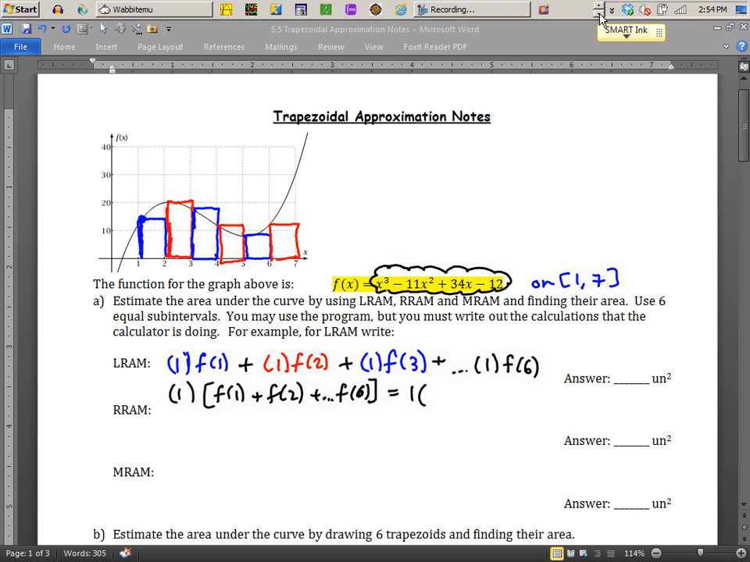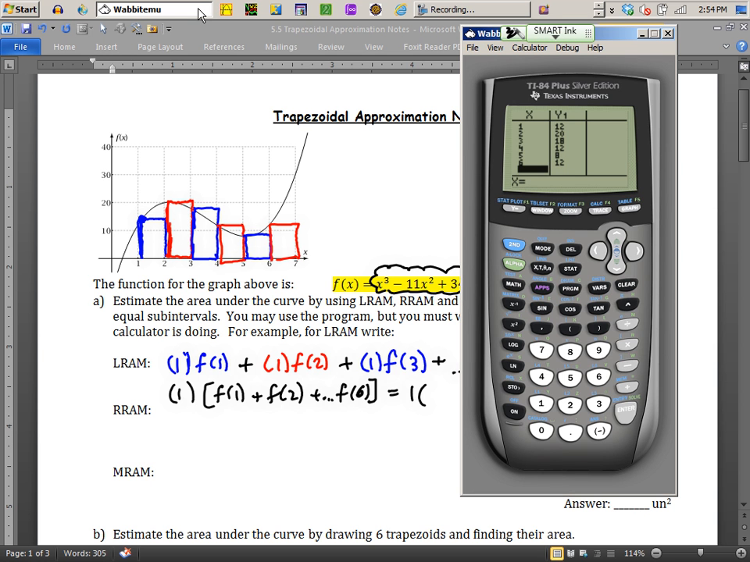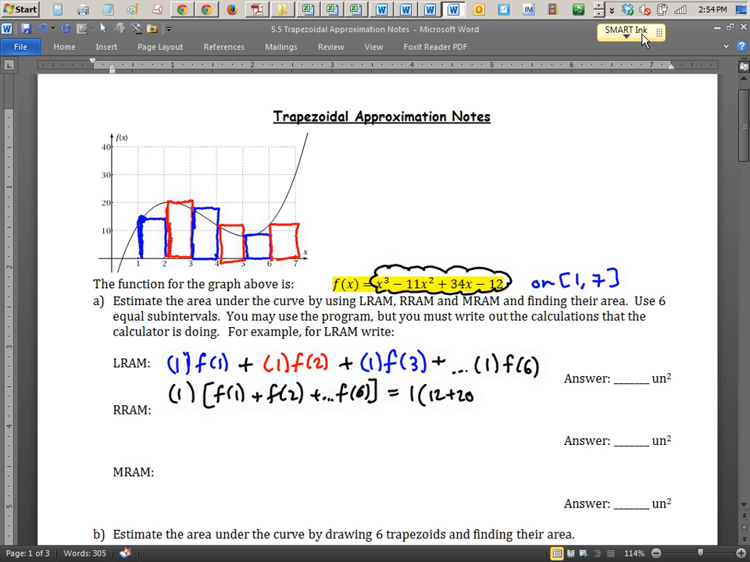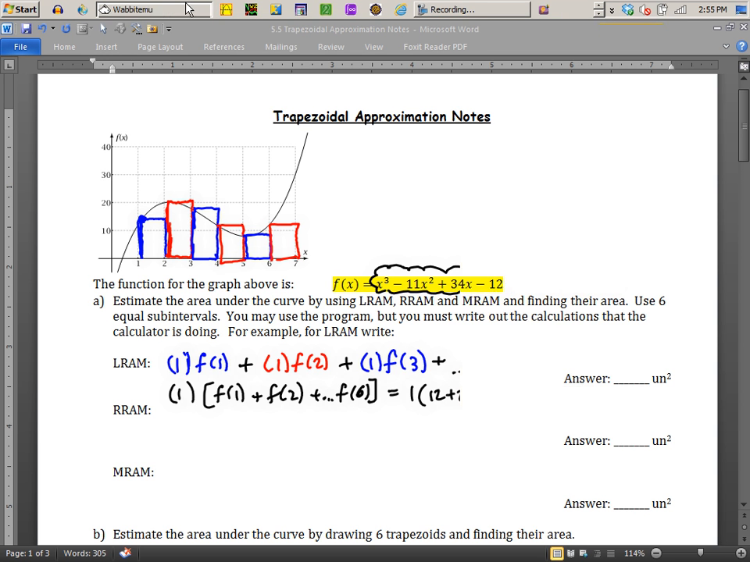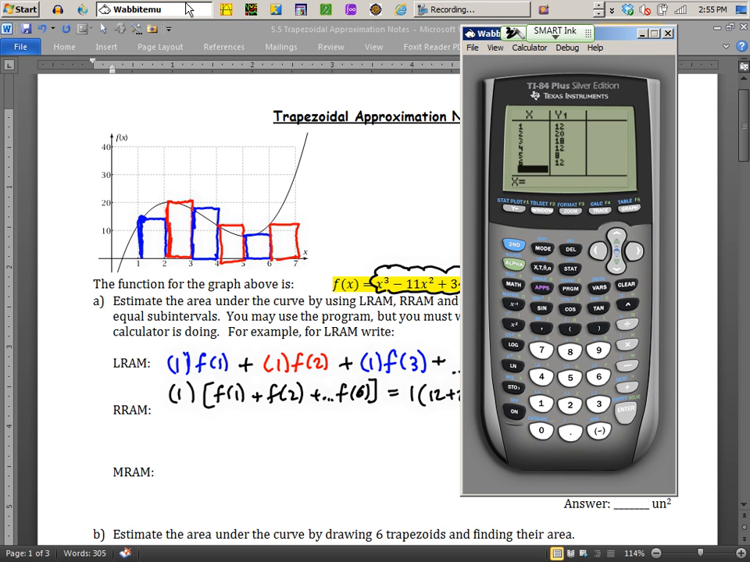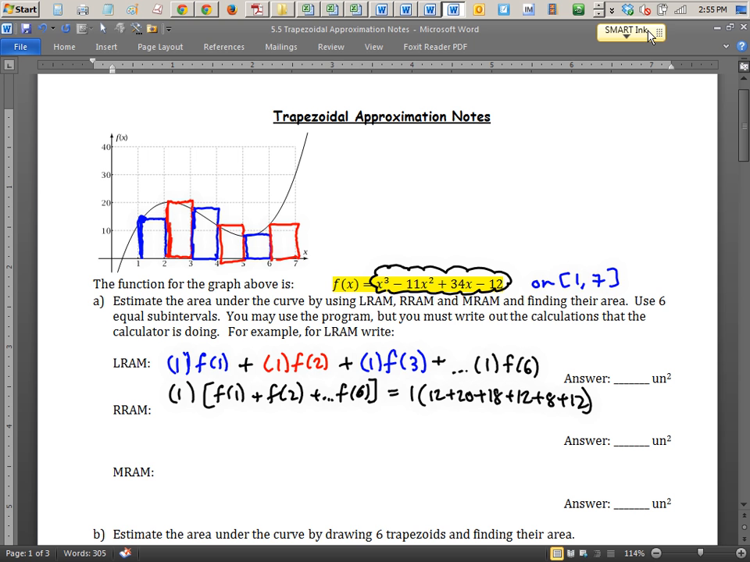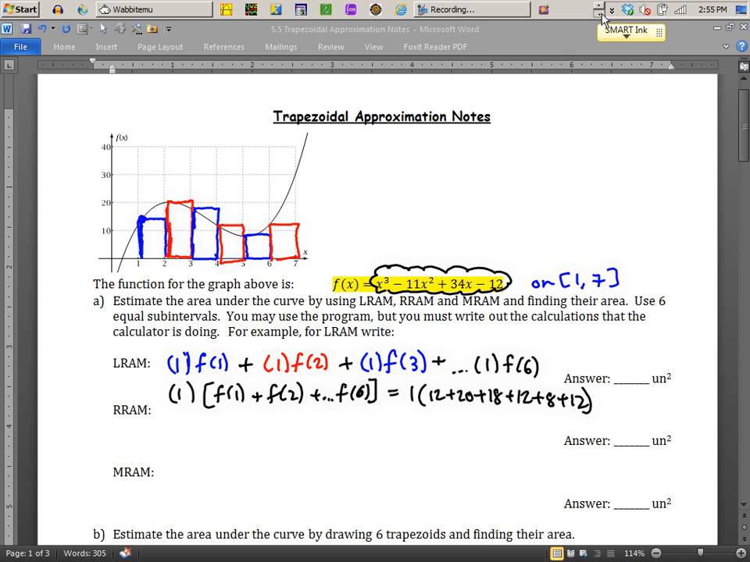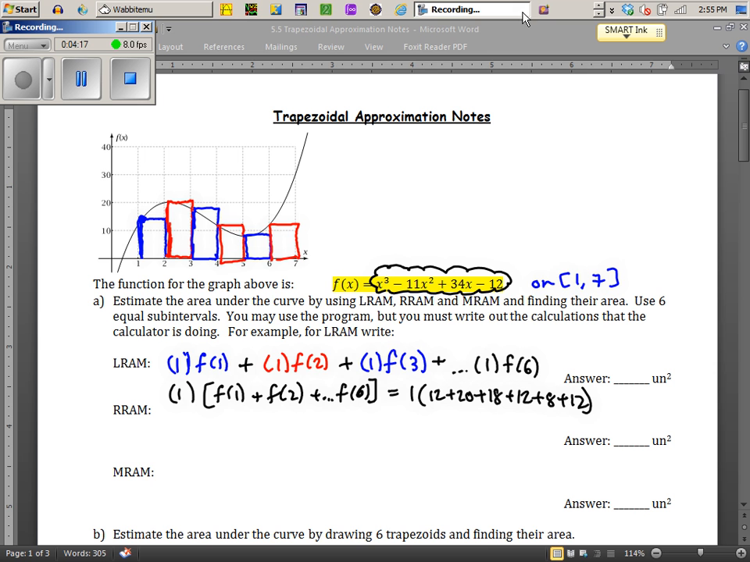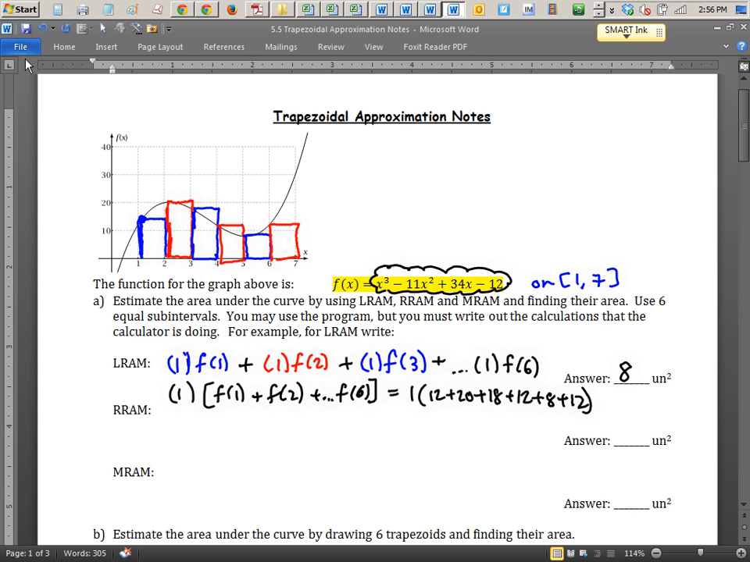Okay, so these values were, let's look at those again real quick, 12, 20, 18, 12, 8, 12. That's correct. Okay, so there you have it. And this all adds up, of course, and gives you your final answer. And the answer is simply 82 square units.